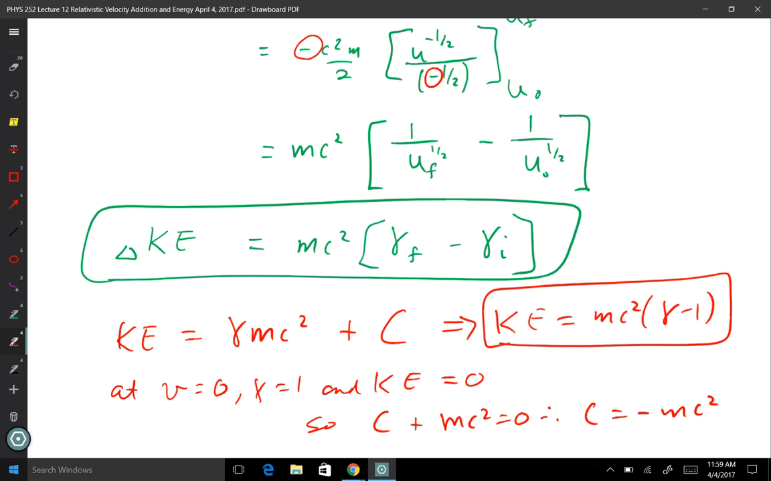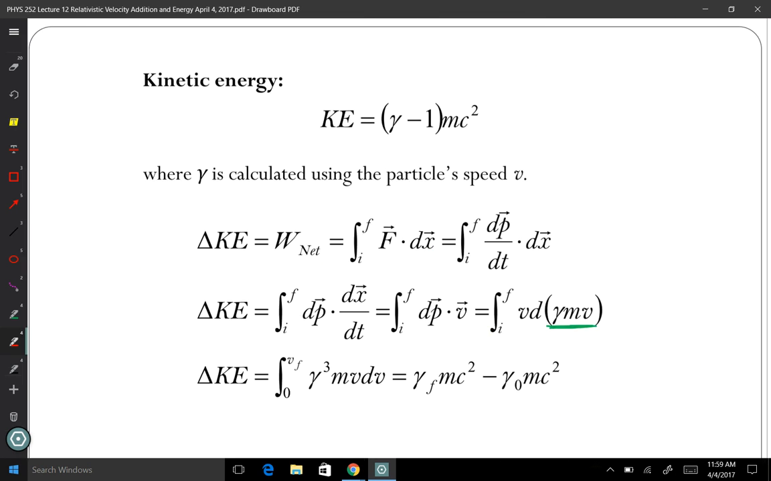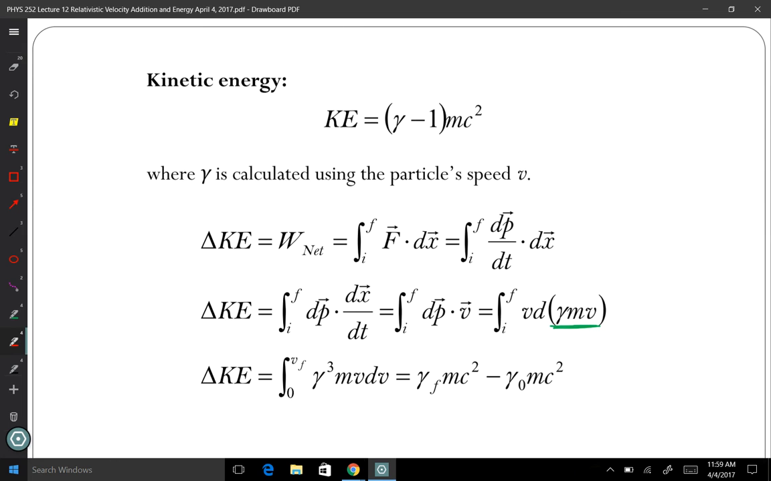This all started by saying the net work is equal to change in kinetic energy. Change in kinetic energy is equal to net work, but net work is defined as the integral of force dot dx. It's using stuff that we learned first semester that at this point is trivial compared to what we've learned.